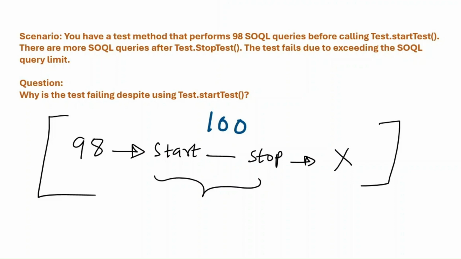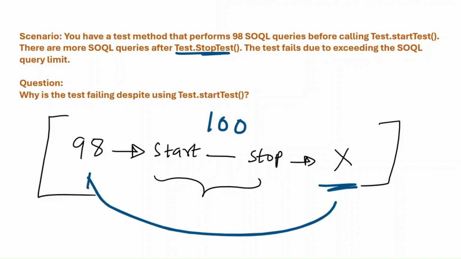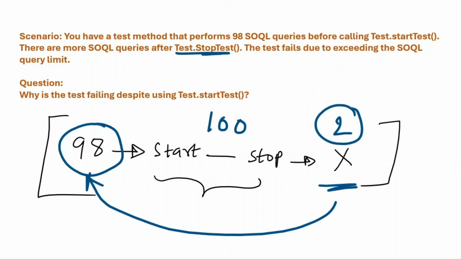But once the code reaches test.stopTest, now your code will go back to the original context. Now it will carry forward the limits that you had left there. Okay, so you have already performed 98, so you are left with only 2. So if you try to do more SOQLs, then you will get an error. You are left with only 2 SOQLs over here because you have already performed 98 queries before calling test.startTest.